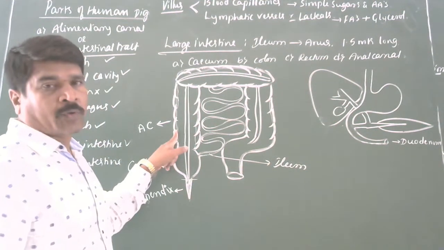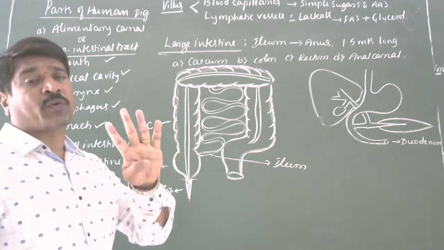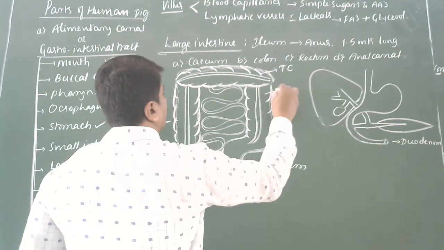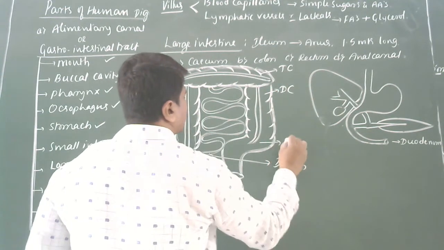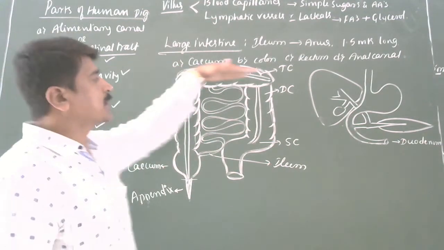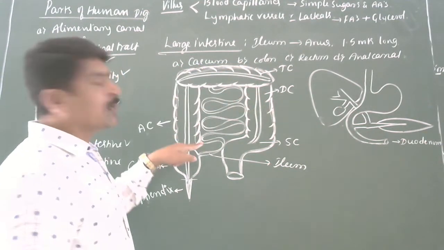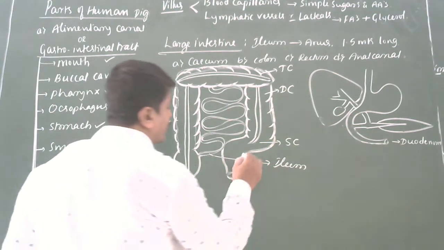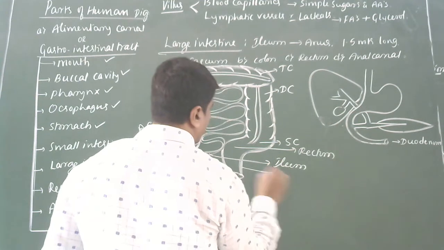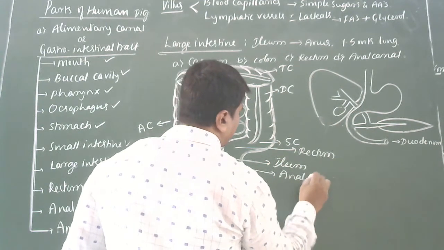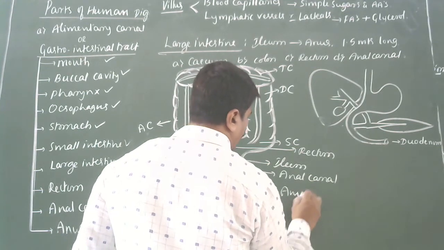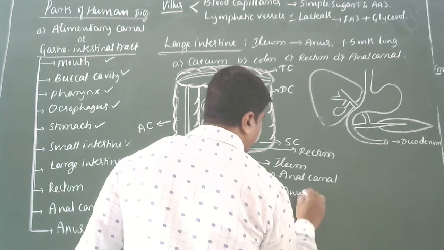Now look at the board. The colon is divided into 4 parts: ascending colon, transverse colon, descending colon, and sigmoid colon. The sigmoid colon continues as the rectum. The rectum leads into the anal canal, which opens out by the anus.